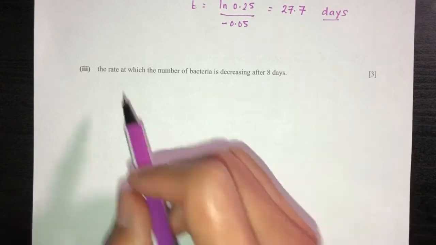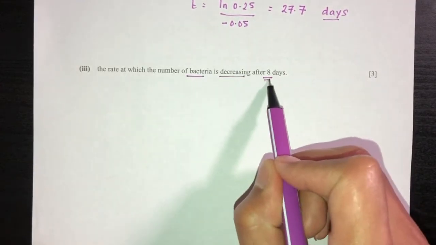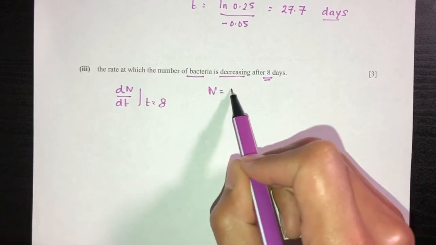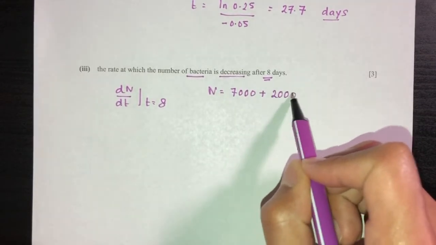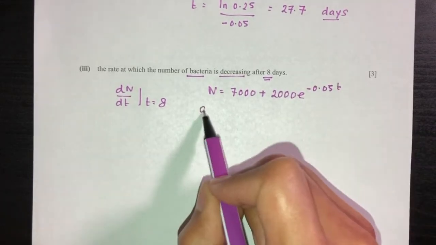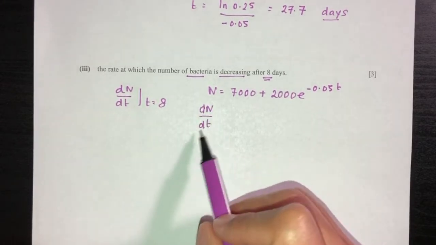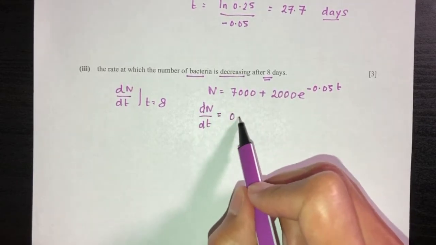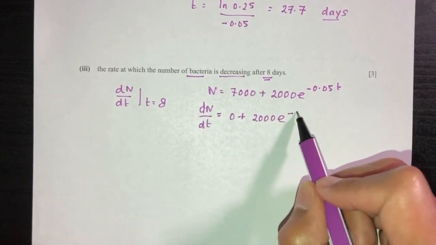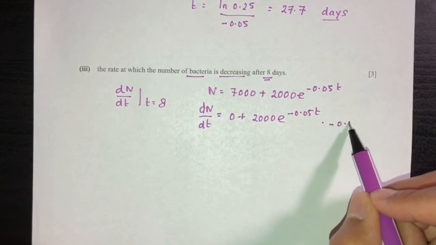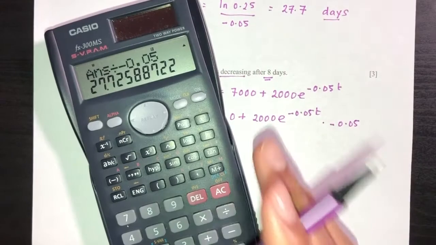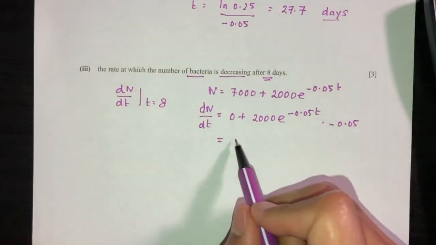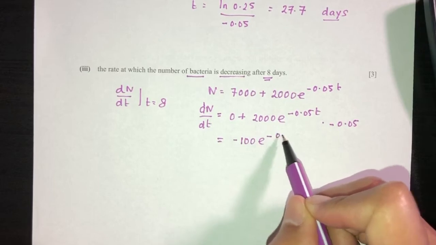Now part 3. Find the rate at which the number of bacteria is decreasing after t equal to 8. So we have to find dN by dt when t is equal to 8. N is given to you by 7,000 plus 2,000 e power minus 0.05 t. So we have to find dN by dt. dN by dt is the rate of change or rate of increase of the number of bacteria. So this is 0 plus 2000 e power minus 0.05 t times minus 0.05. 2000 times minus 0.05 should be minus 100. So that will be minus 100 exponential minus 0.05 t.